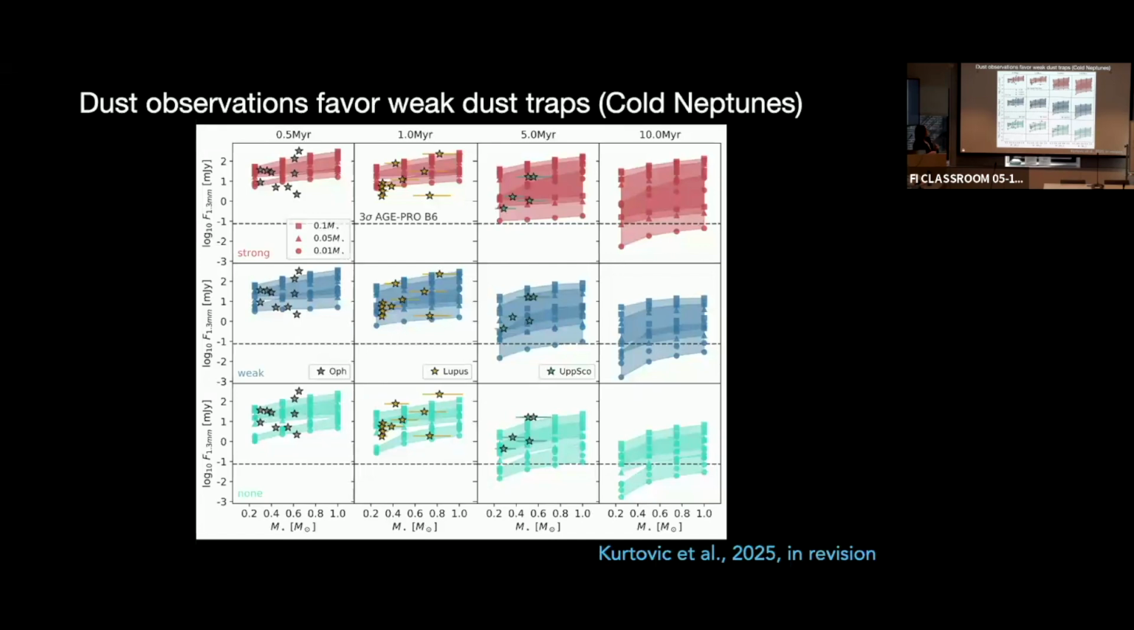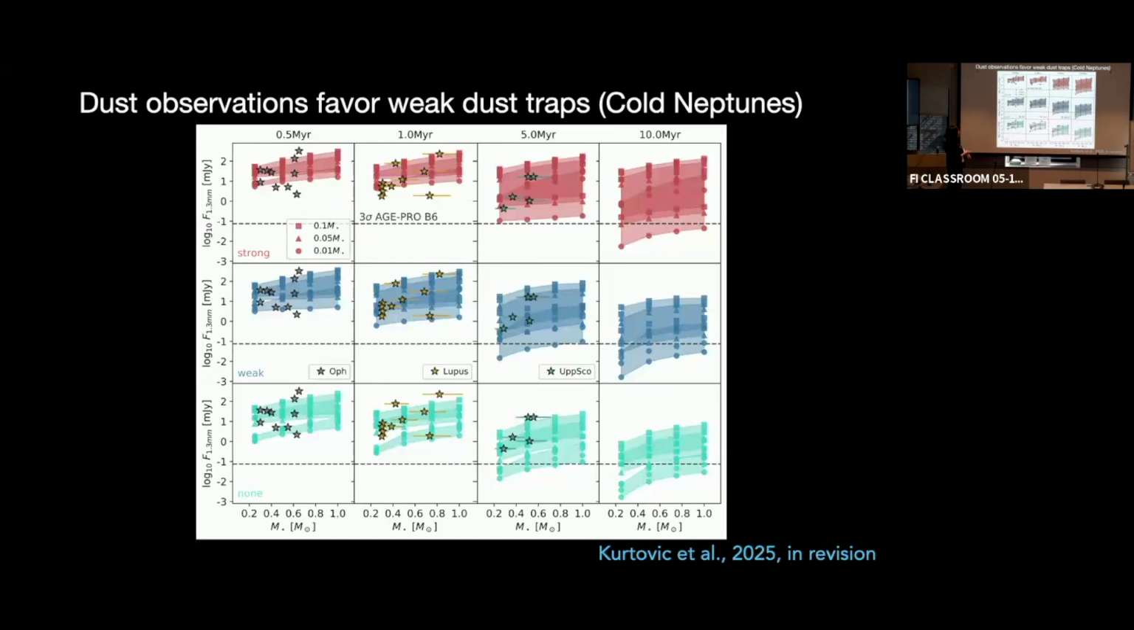And in the middle column, he simulated the case where you have Neptune mass planets in the system, which produce an intermediate level of pressure bump, which can keep some dust particles in the system.